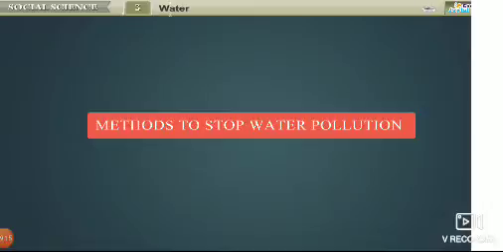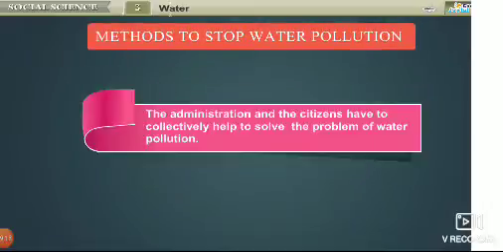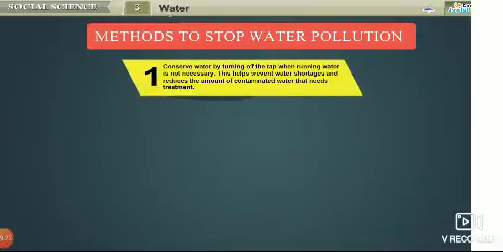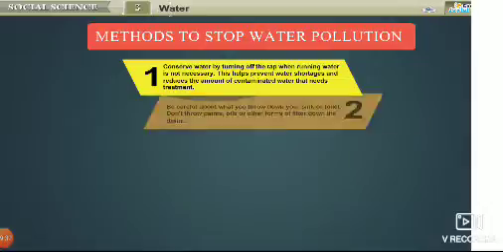Methods to stop water pollution. The administration and the citizens have to collectively work to solve the problem of water pollution. Conserve water by turning off the tap when running water is not necessary. This helps prevent water shortages and reduces the amount of contaminated water that needs treatment.